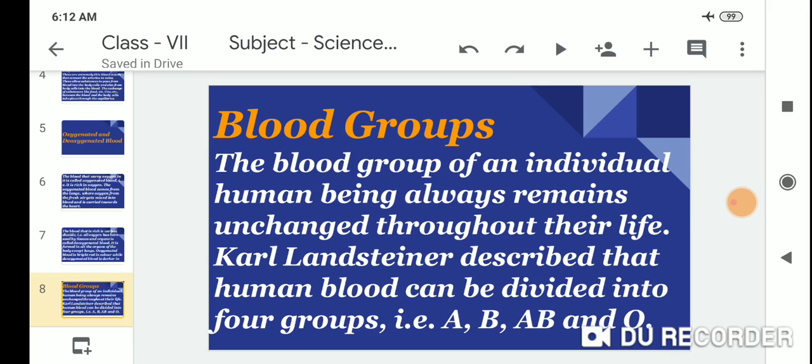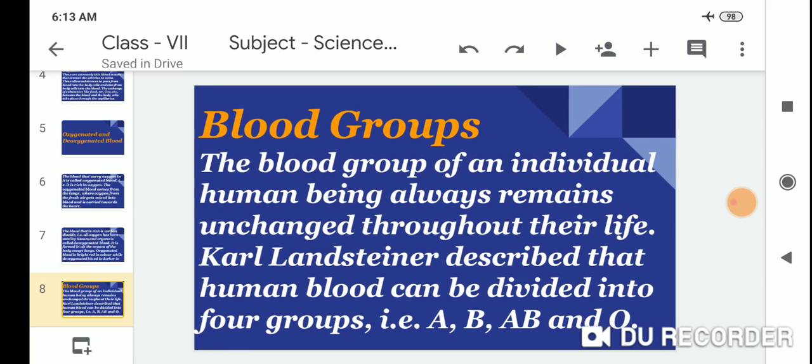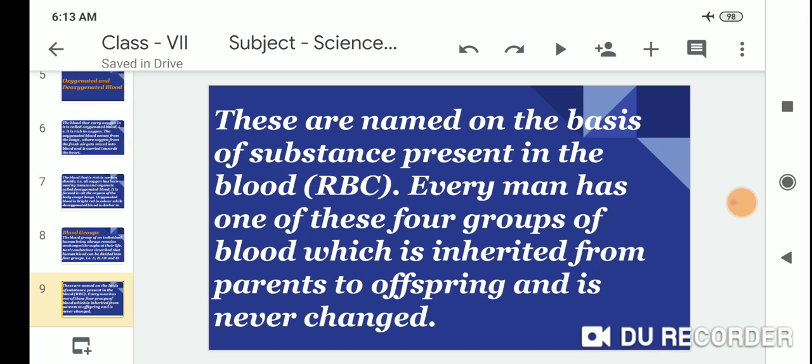The blood group of an individual human being remains unchanged throughout their life. Karl Landsteiner described that human blood can be divided into four groups: A, B, AB, and O. These are named on the basis of the substance present in the blood RBC.